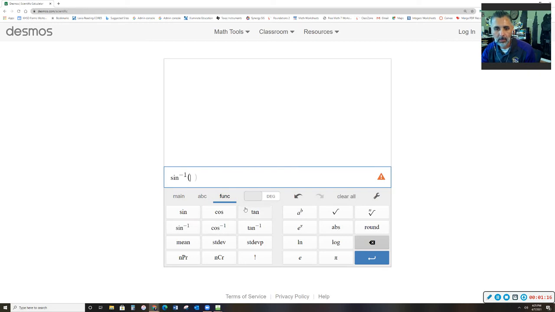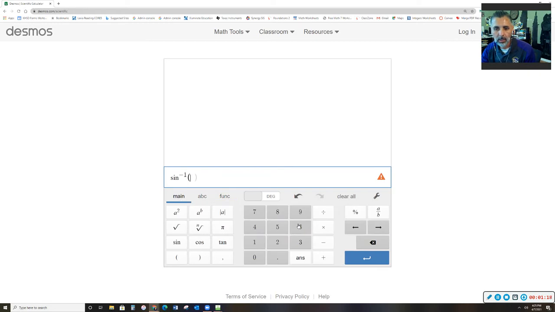Then we need to go back to the main one, and type 6/8. Close the parentheses. Enter. I closed the wrong parentheses. It didn't mess anything up, but we get 48.5. Actually, that rounds up to 48.6. Okay, 48.6. So I'm going to go back to my worksheet and finish these.